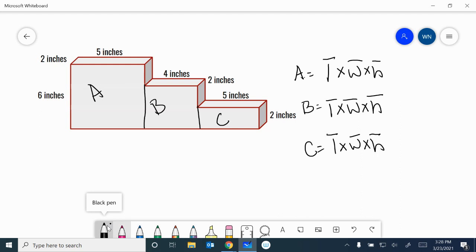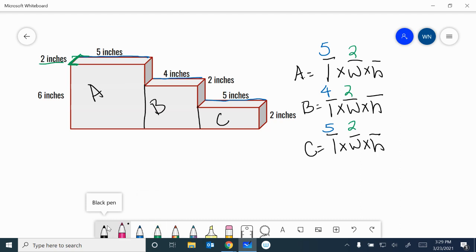Now let's get started. Let's start with length. Length is pretty easy because it's labeled on all of them. I can see that A is 5 inches long. I can see that B is 4 inches long. And I can see that C is 5 inches long. That one was pretty easy. Now let's do width. Remember, width stays the same for all of them. So our width, if you see over here, is 2 inches. So all of them are 2 inches wide.